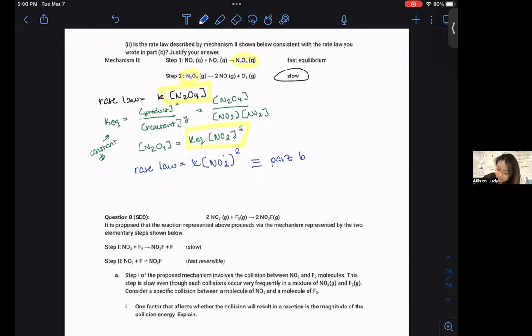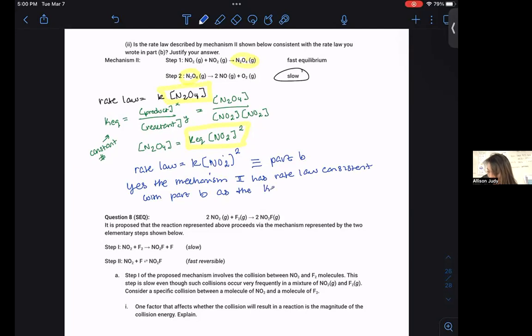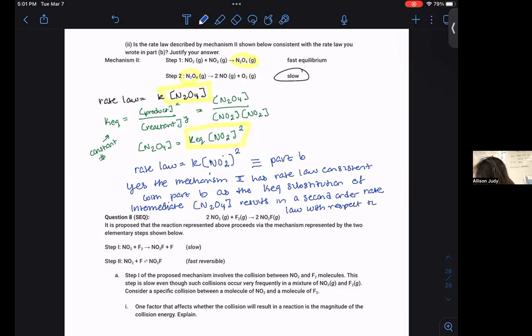So what we would say is yes, the mechanism 2 has a rate law consistent with part B, as the KEQ substitution of intermediate N2O4 results in a second order rate law with respect to NO2.